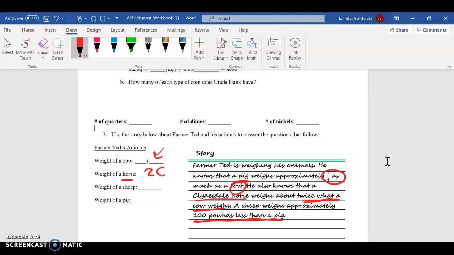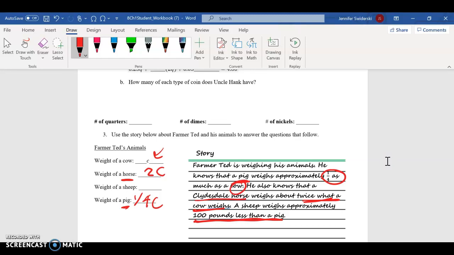All right, now let's figure out a sheep. Well, it says a sheep weighs approximately 100 pounds less than a pig. Well, we don't know how much a pig weighs yet, right? So let's go back up here. It says he's weighing his animals. He knows a pig is 1/4 as much as a cow. Well, if a cow is C, then that must mean a pig is 1/4 of a cow, right? Because pigs are smaller than cows, all right?